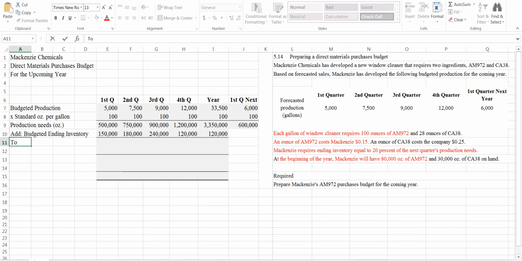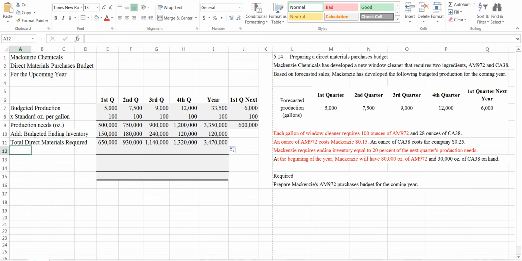So we're up to our budgeted ending inventory, and this is going to give us our total direct materials required. And this is all going to be added. So this is equal to the 500,000 plus the 150. And then we're going to add those all the way across.